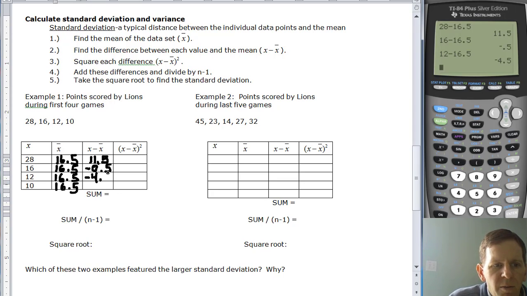Again, we're subtracting 12 minus 16.5. That's going to be negative 4.5. And a fun fact is that if you actually add your answers here, these answers should always add up to 0 if you've done this correctly.